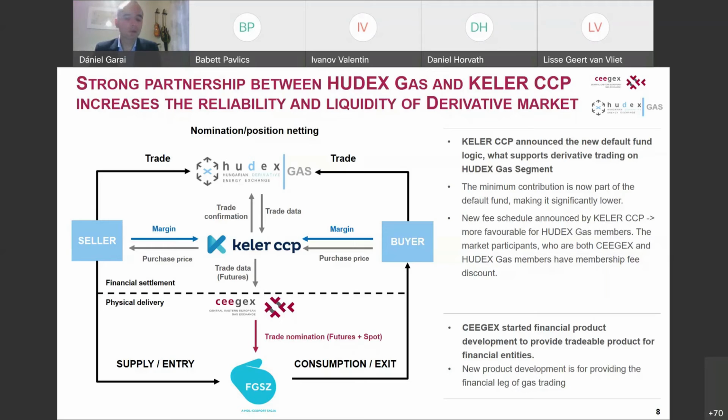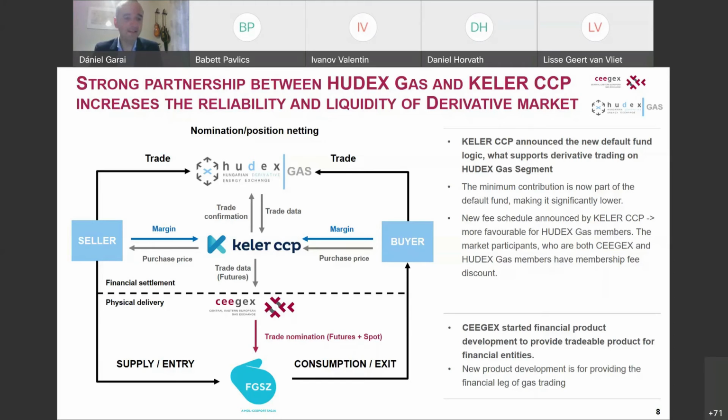One of the most important elements is that the minimum contribution is now part of the default fund. So basically, it reduces significantly the financing burdens of the traders. Also, a new fee schedule is announced by Keller CCP.